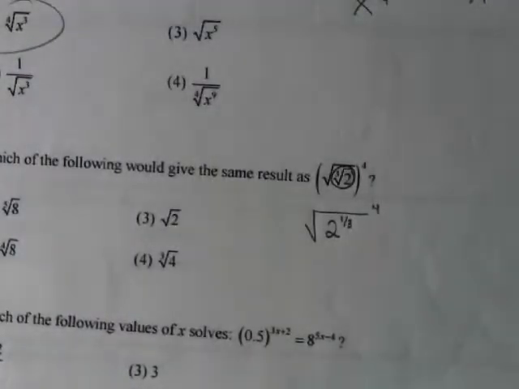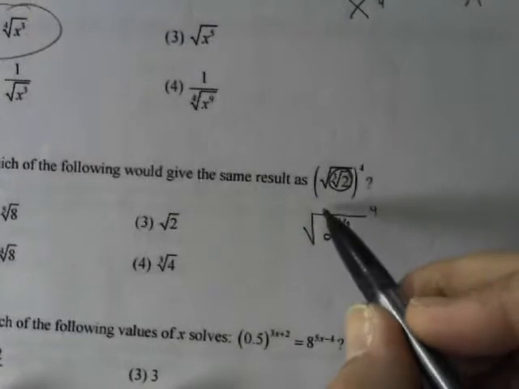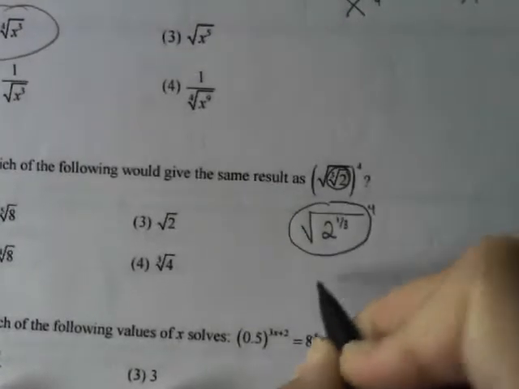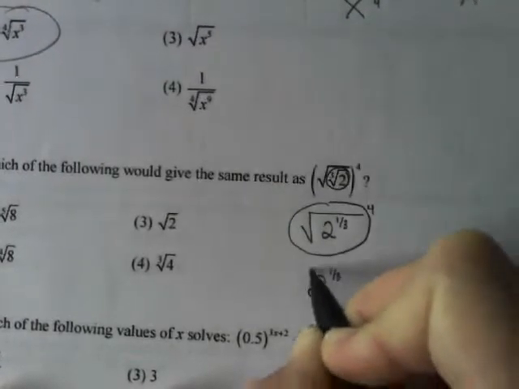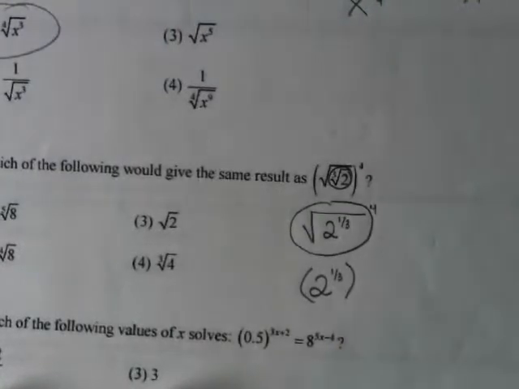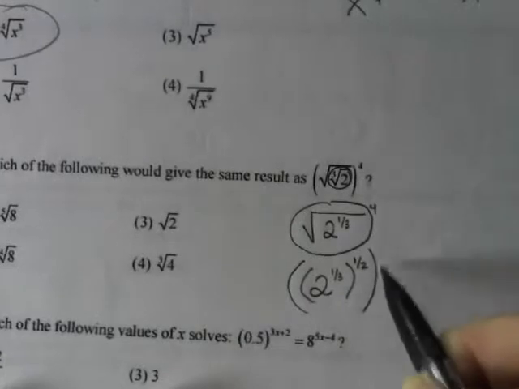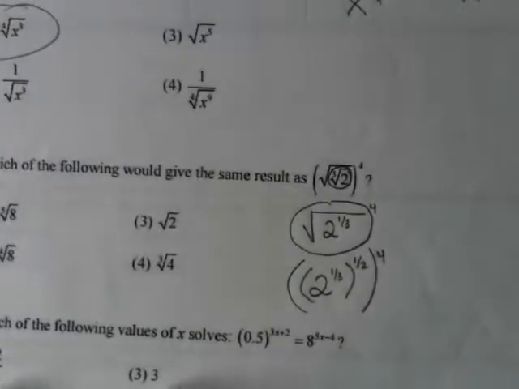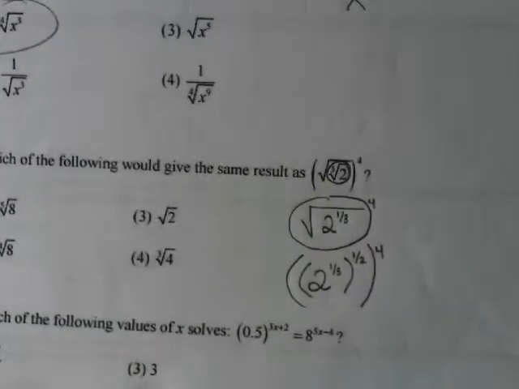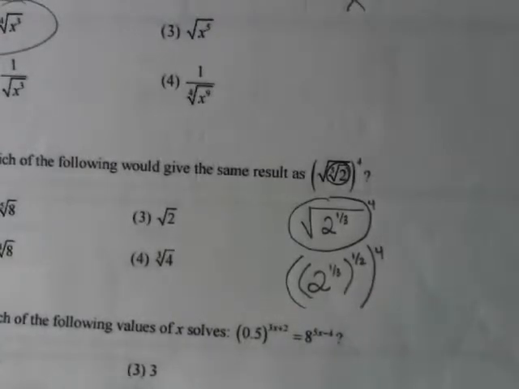Yes? Okay? Then when you're taking the square root of that, we're going to take 2 to the 1/3 power, and the square root is the same as raising it to the 1/2 power, and then that whole thing is raised to the 4th. So you kind of work at rewriting this from the inside out, and then power to power to power, they all get multiplied.